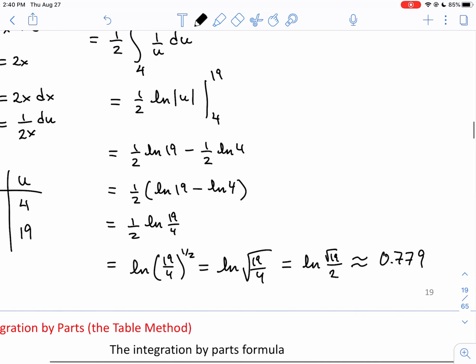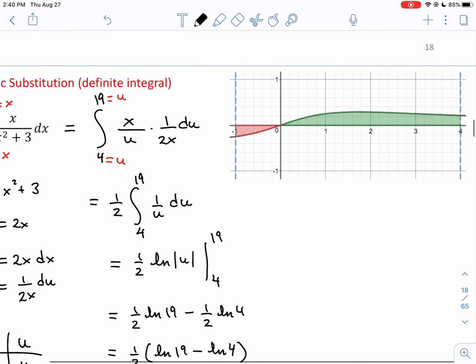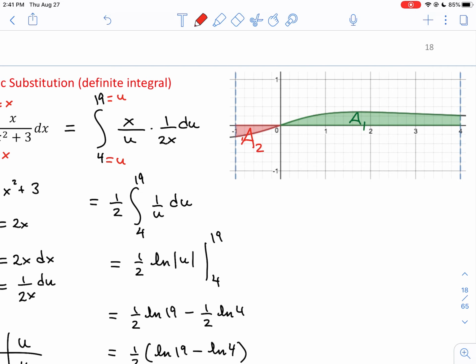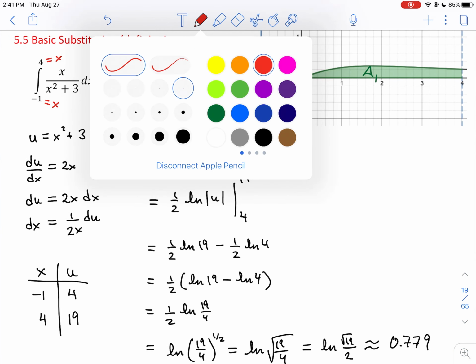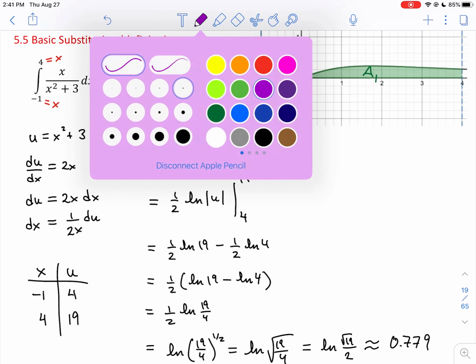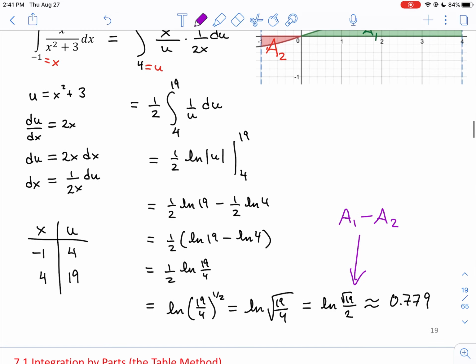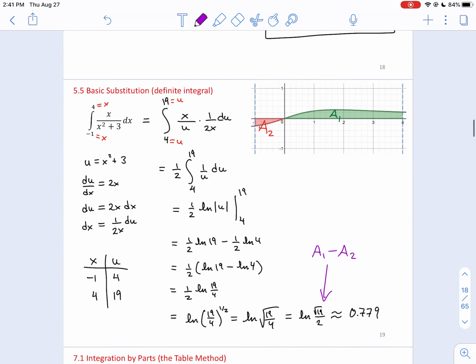Now, what's the interpretation of this number given this picture? So this green has some sort of area. We'll say it has area 1, and the red has some amount of area. We'll say that's area 2. And the interpretation of this number right here, cancellation of areas happened. The geometric interpretation is that it's A1 minus A2. Any area above minus any regions below, that difference in areas will be this number here, about 0.779. Okay, and that's how you do a definite integral where it required a substitution to get through it.